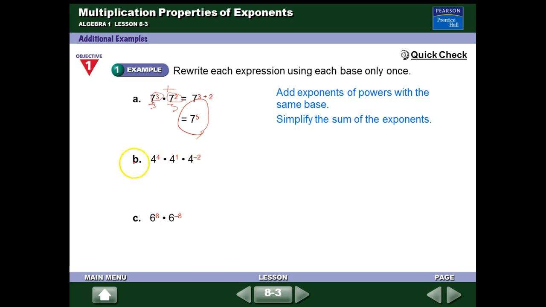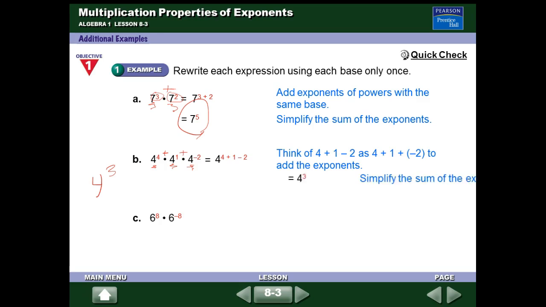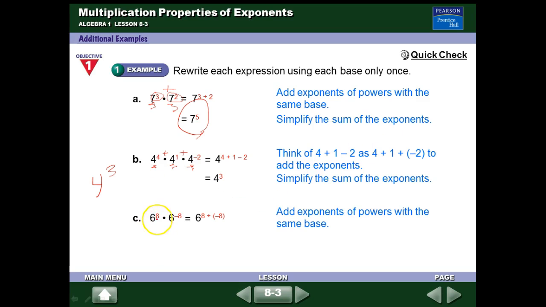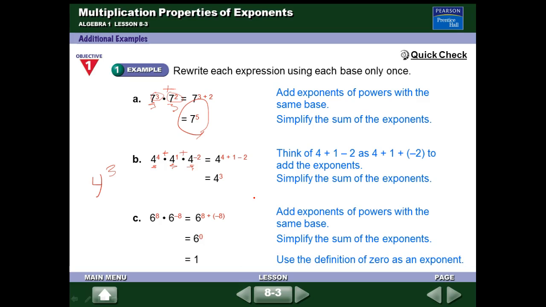The next one is 4 to the 4th times 4 to the 1st times 4 to the negative 2nd. They all have the same base, so we know my base is going to be 4. Now 4 plus 1 plus negative 2 is going to give you 3. The final one here is 6 to the 8th times 6 to the negative 8th. 8 plus negative 8 is going to give you 6 to the 0. Anything to the 0 power, which you know from the previous lesson, is 1.